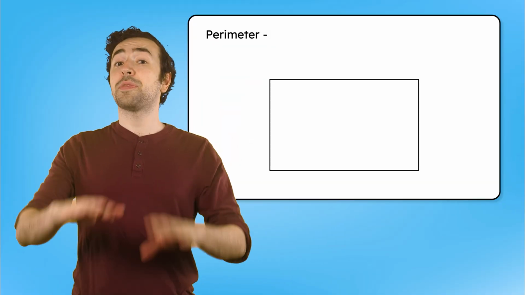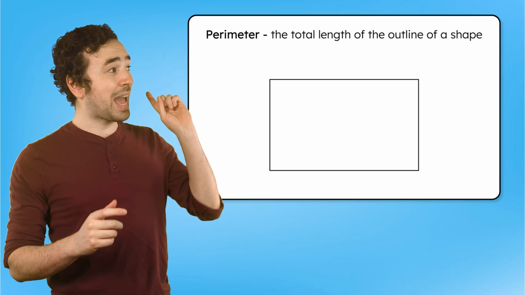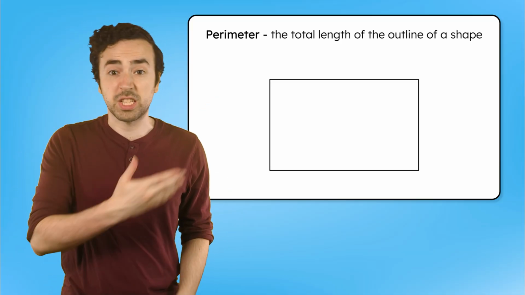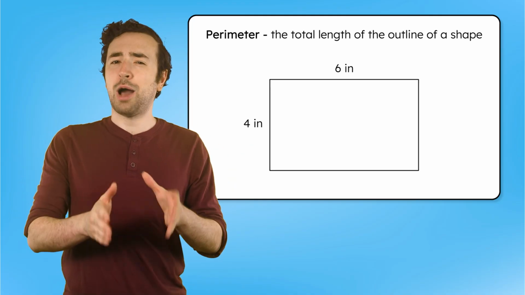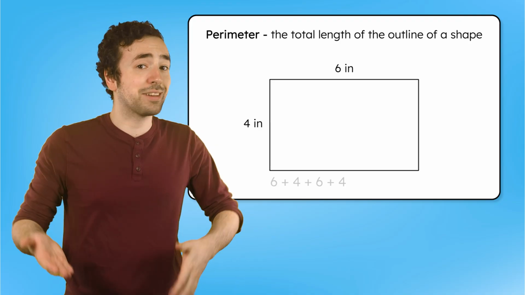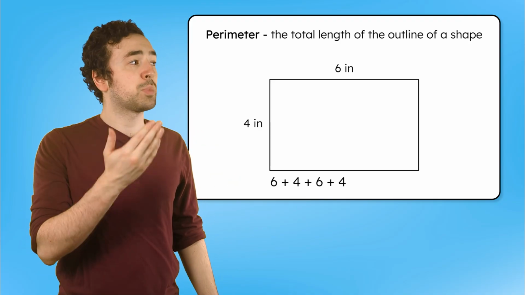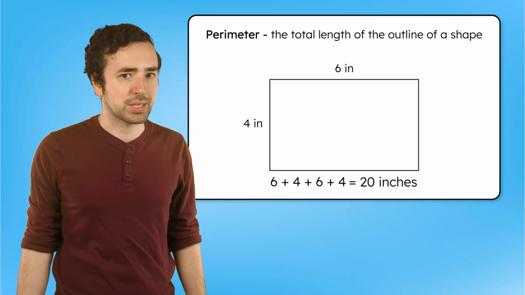When we talk about the perimeter of a shape, we're measuring the total length of the outline of the shape. This rectangle is 6 inches wide and 4 inches tall, so how could we find the perimeter? We can add all the sides. 6 plus 4 plus 6 plus 4 equals 20 inches.